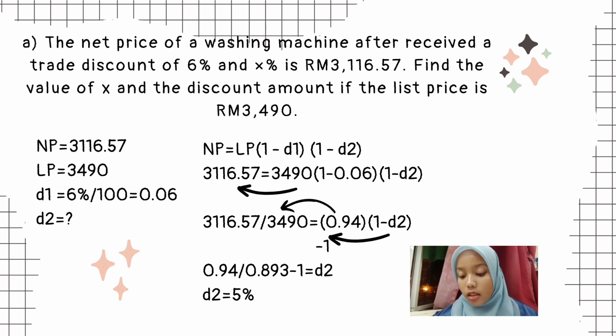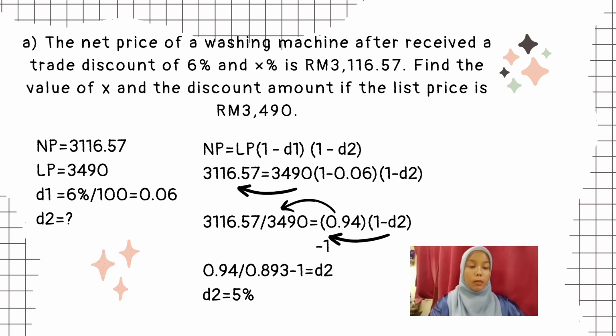3,116.57 cents equals LP, which is 3,490, multiplied by 1 minus 0.06 and multiplied by 1 minus D2. The amount of 3,490 will be moved to the left side and it will be divided with 3,116.57 cents and divided with 3,490 ringgit. So next you will have 1 minus 0.06.